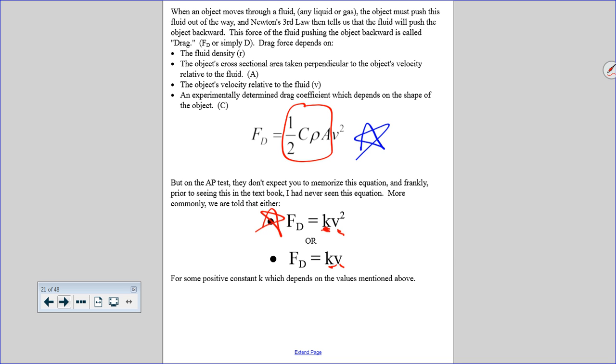So the way the problems will be worded is it'll say, suppose the drag force is, and then it'll basically give you one of these two options. Okay? And then you just need to use it. Follow? Yes. Okay. So, K is infinitely variable, right? So it kind of makes sense.